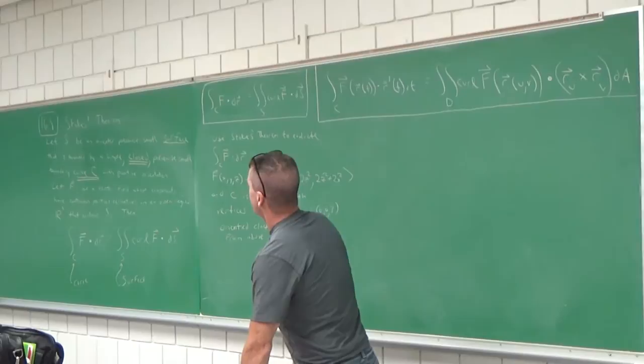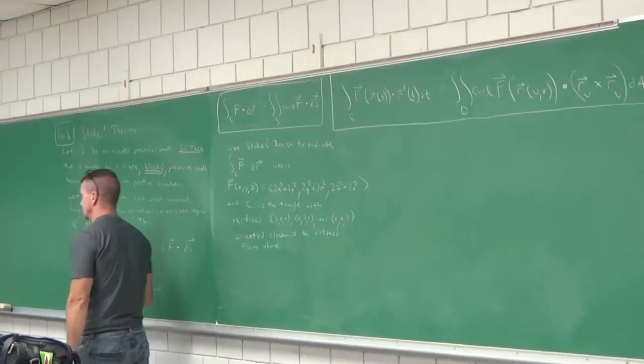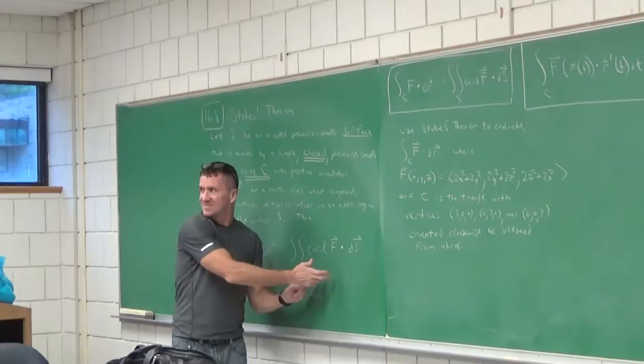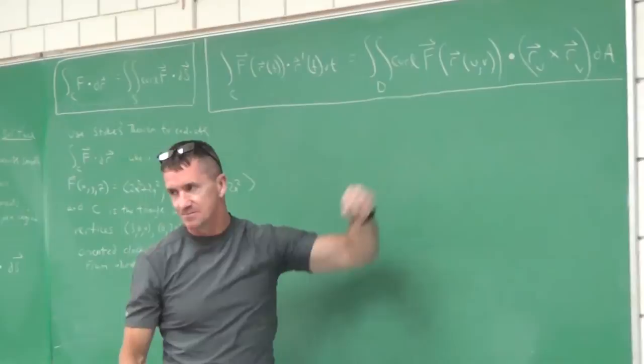Evening, everyone. So we're doing Stokes' Theorem today. Stokes' Theorem is really interesting. It's the one thing we do at the end of chapter 16 because Stokes connects a line integral with a surface integral, and it's actually the curl of F. So we're talking about the surface integral here. It connects a line integral with a surface integral, which is really interesting.